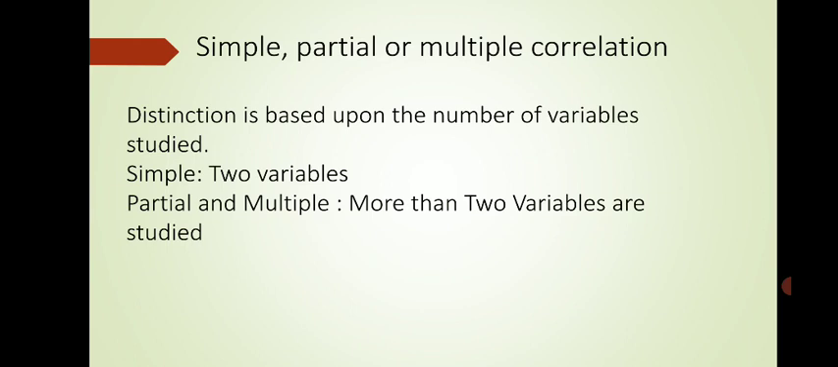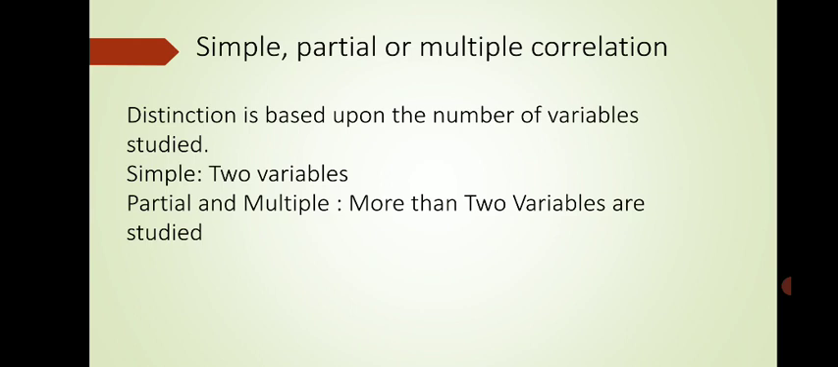In the case of positive and negative correlation, we compare two variables. The distinction between simple, partial and multiple correlation is based upon the number of variables studied. In positive and negative correlation, we have discussed two variables, meaning there is some sort of relationship between two variables. So when we study only two variables, the relationship is described as a simple correlation.